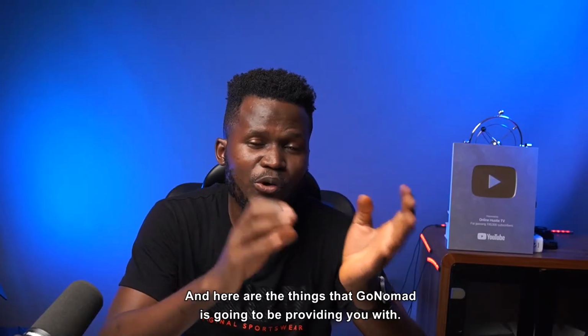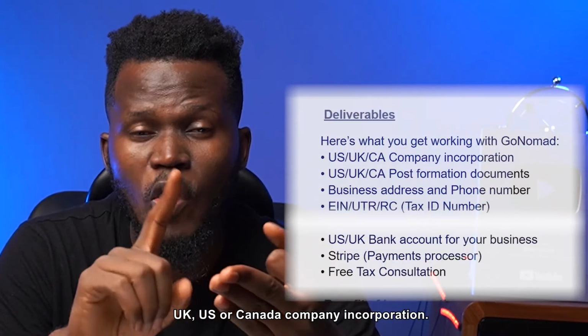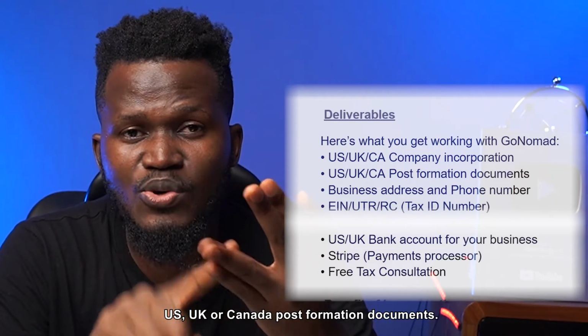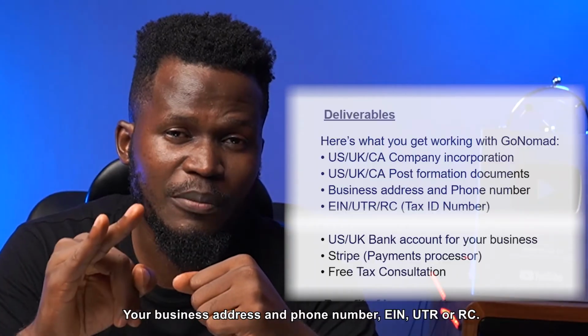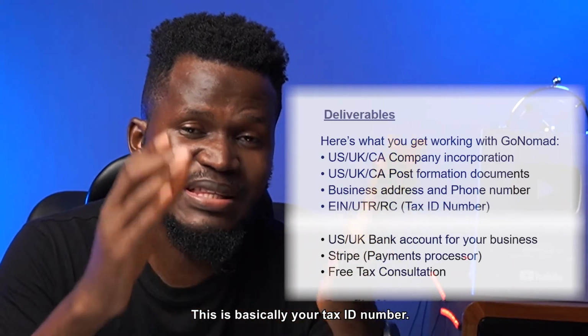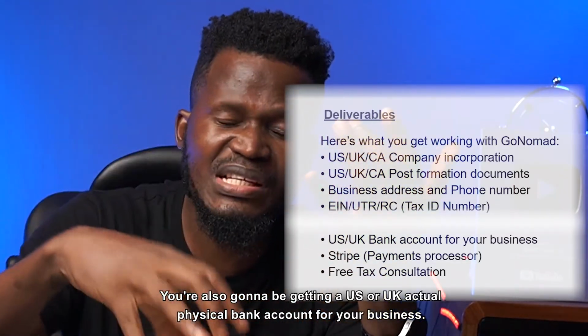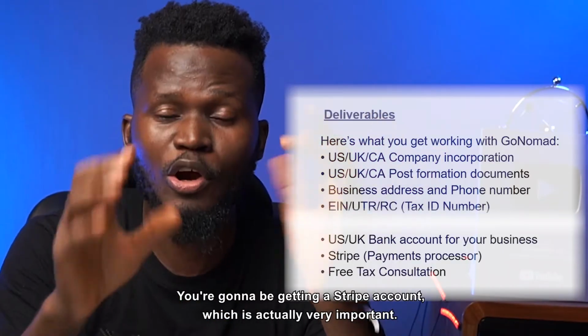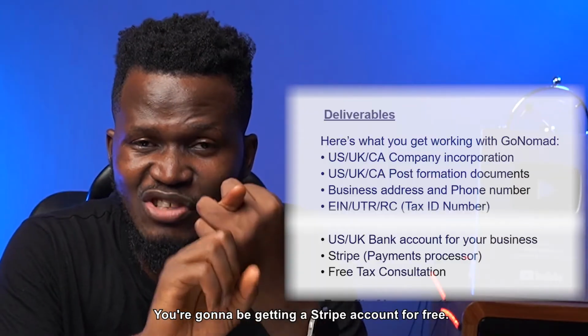And here are the things that GoNomad is going to be providing you with. UK, US, or Canada company incorporation, US, UK, or Canada post-formation documents, a business address and phone number, EIN, UTR, or ROC. These things are basically your tax ID number. You're also going to be getting a US or UK actual physical bank account for your business. You're going to be getting a Stripe account, which is actually very important. You're going to be getting a Stripe account for free.